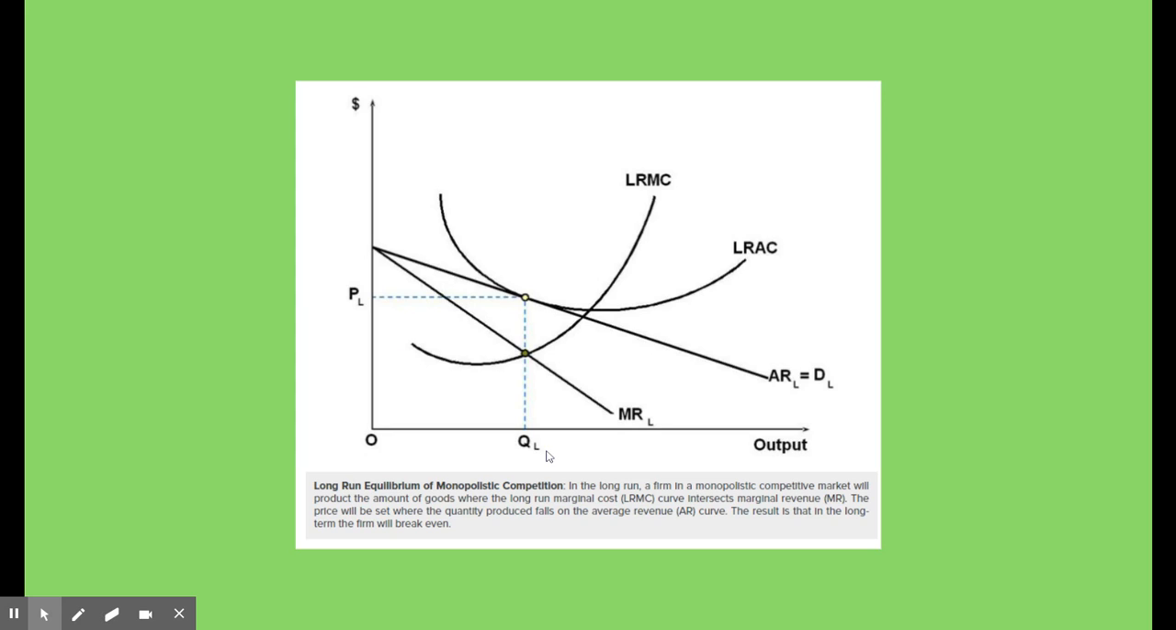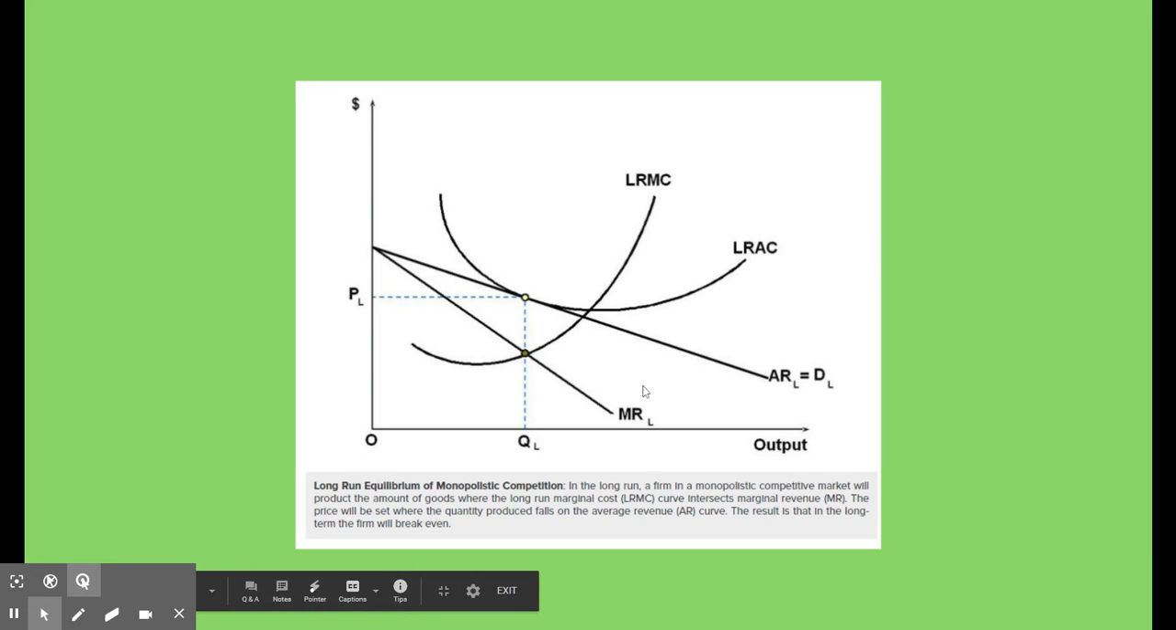Curve intersects the marginal revenue, which is here. So once again, this is the quantity. The price will be set where the quantity produced falls on the average revenue curve. So once again, right here. The result is that in the long term, the firm will break even.